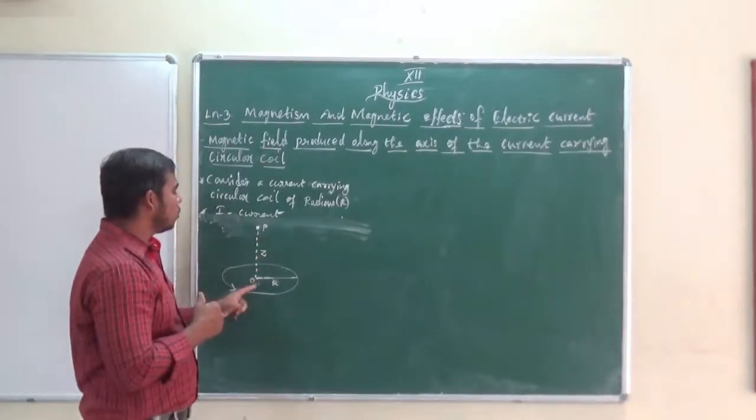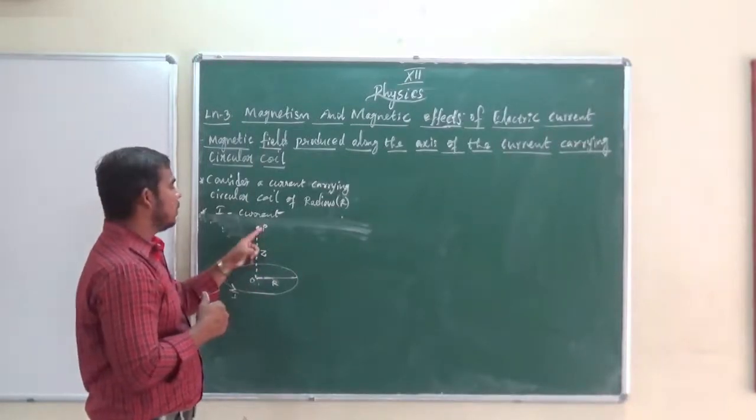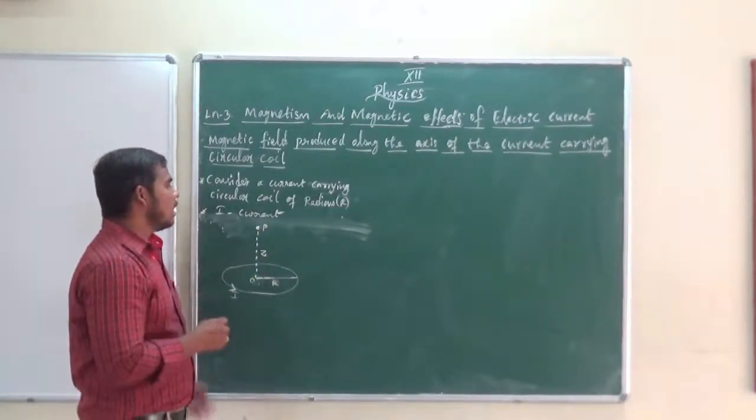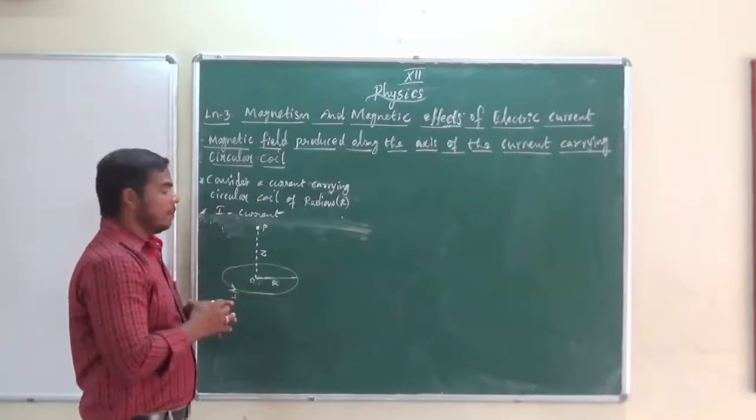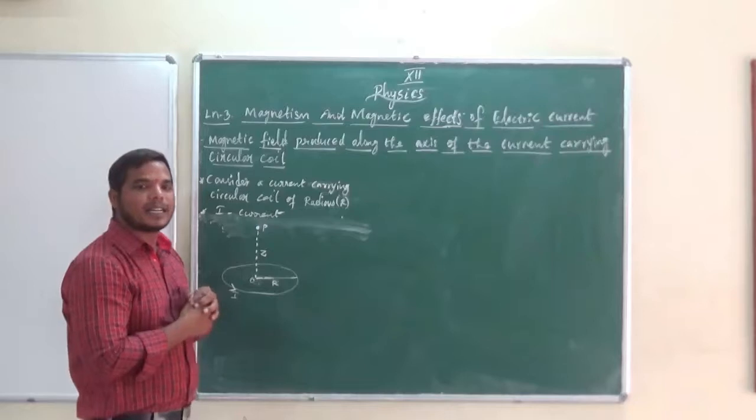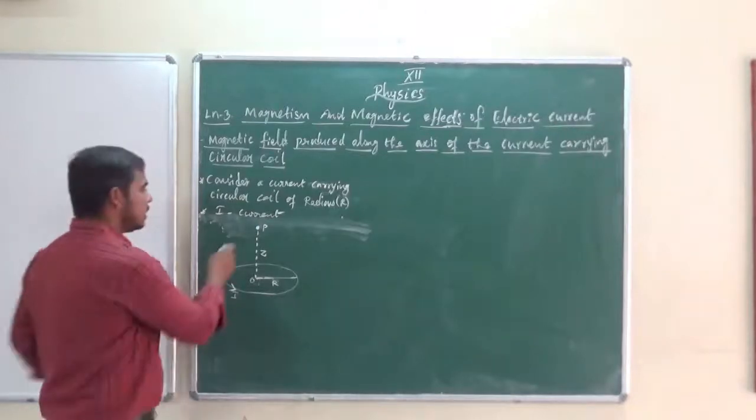So the distance between point P and O is z. Next, at the point P, consider the two diametrically opposite elements. See that?